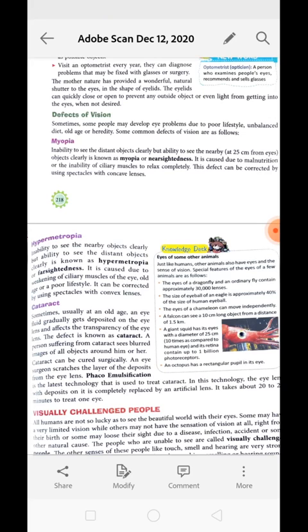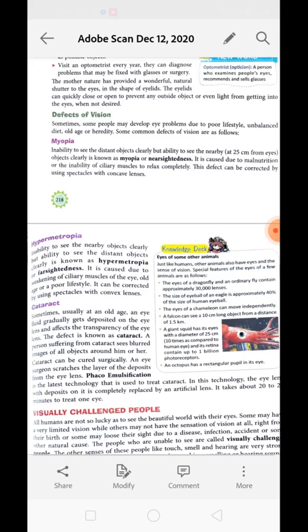In case of myopia, people are not able to see far objects, whereas in hypermetropia people are not able to see nearby objects. Okay, so obviously the lens which is used to correct this problem is the convex lens. Okay, what is a convex lens? It is thicker in the middle and thinner at the edges.